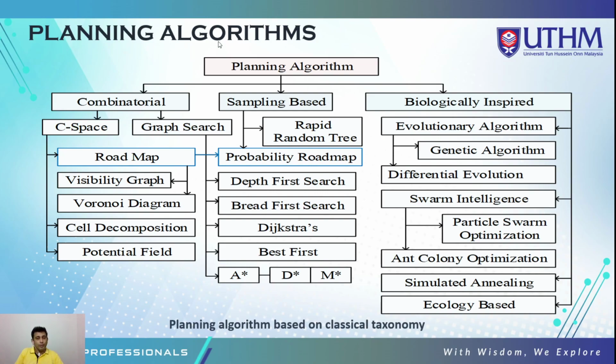For planning algorithms, there are a lot of algorithms. You can see here, it is based on classical taxonomy: combinatorial, sampling based, biologically inspired. There are a lot of methods here. I am going to use the roadmap and Dijkstra algorithm. Roadmap is under the combinatorial method, and Dijkstra's algorithm is also under the combinatorial method, but under the graph search method, and visibility graph is under C-space representation.